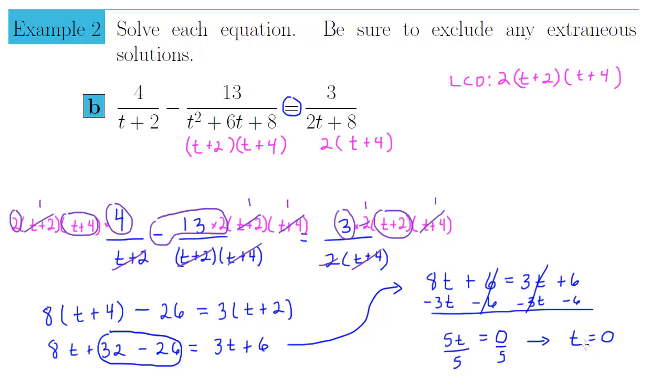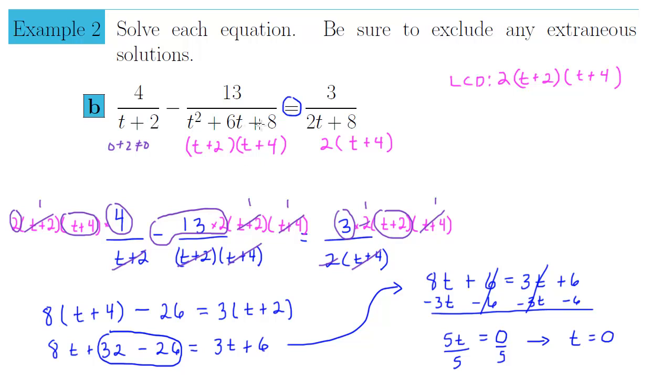Okay, now the final question you should ask yourself, is this an extraneous solution? Does the variable value of 0, t equals 0, make the original equation undefined? Well, if you plug 0 in here, 0 plus 2 is not equal to 0. So it's okay to plug 0 in the first term.